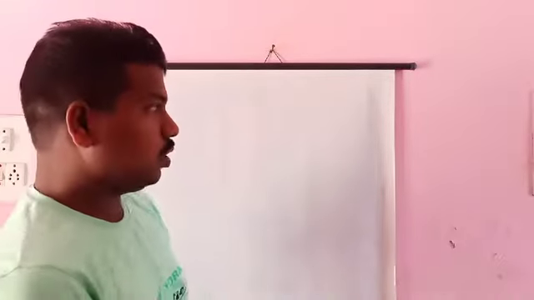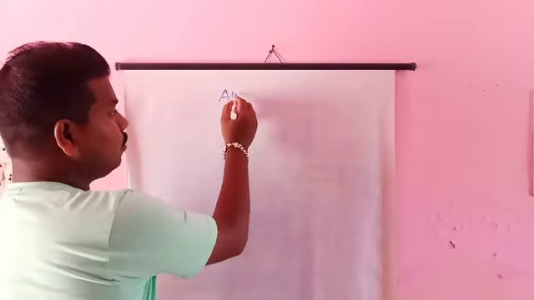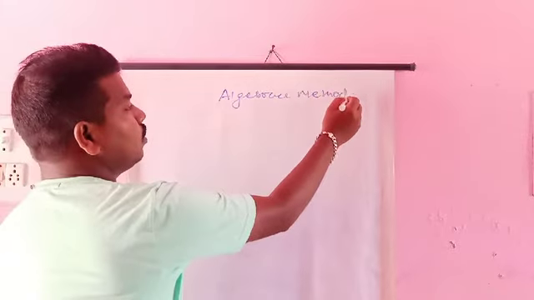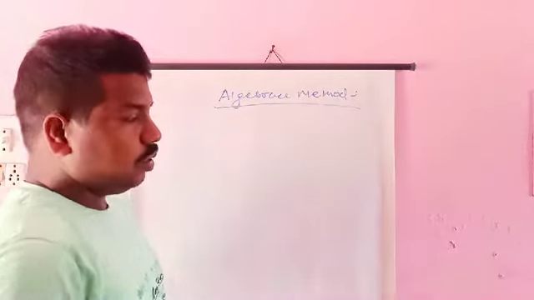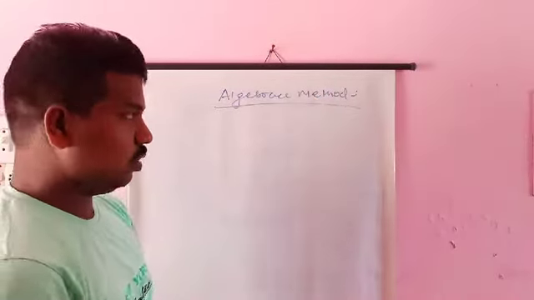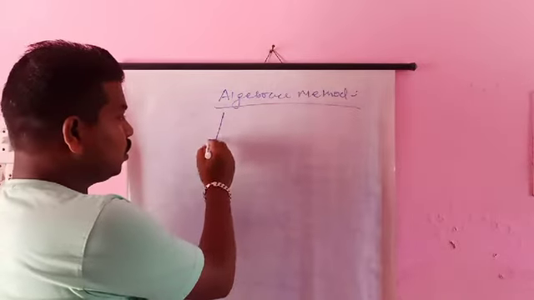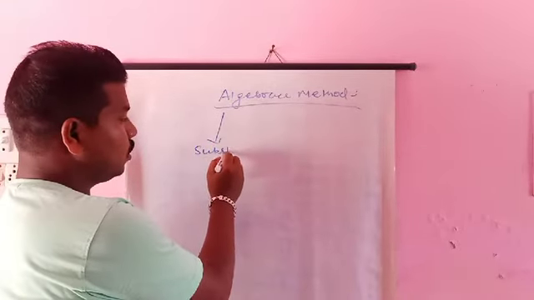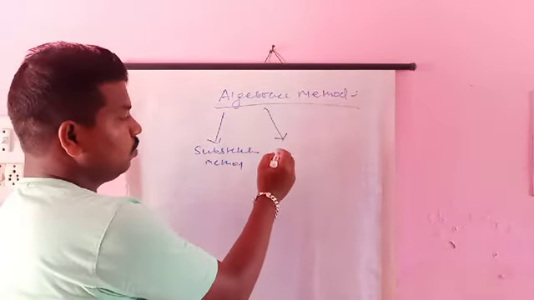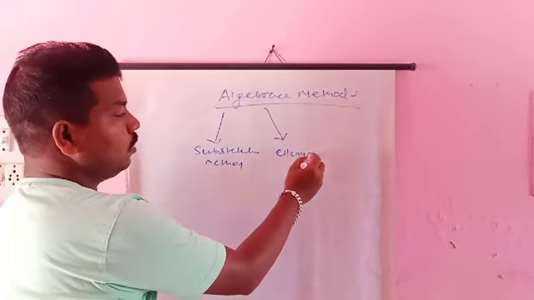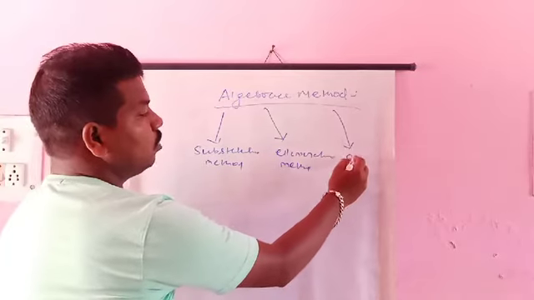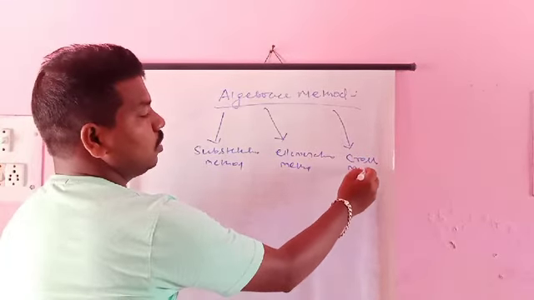So today we will discuss the algebraic method for a pair of linear equations. For the algebraic method, there are three methods to solve a pair of linear equations. The first one is the substitution method. Second is the elimination method. Third is the cross multiplication method.